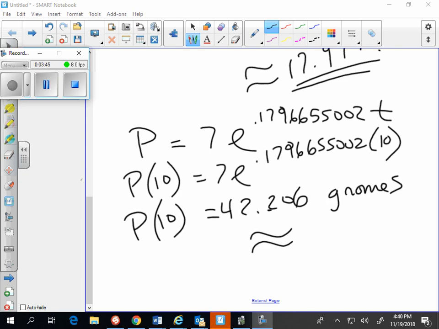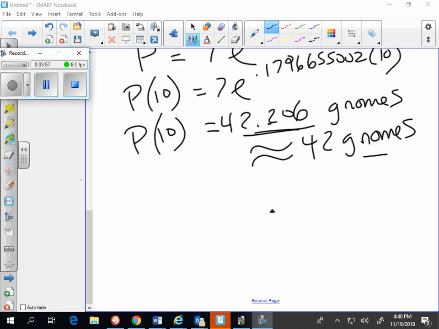or approximately 42 gnomes. Please make sure on the test you give me the 3 decimal place version of this answer, not just this approximation of 42 gnomes. 42 gnomes will not be sufficient on the test.